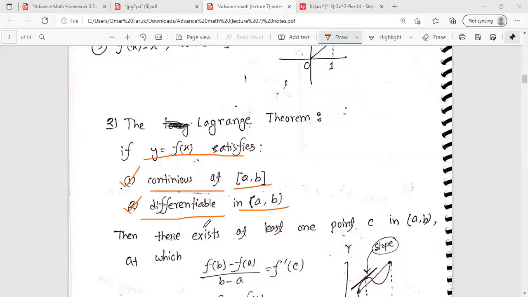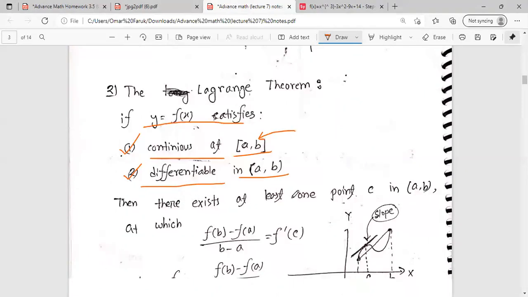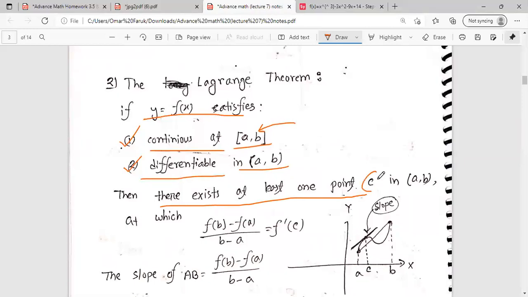So if this function is continuous on the closed interval [a, b], and this function is differentiable on the open interval (a, b), then there exists at least one point c in (a, b) at which (f(b) minus f(a)) divided by (b minus a) is equal to f prime of c.